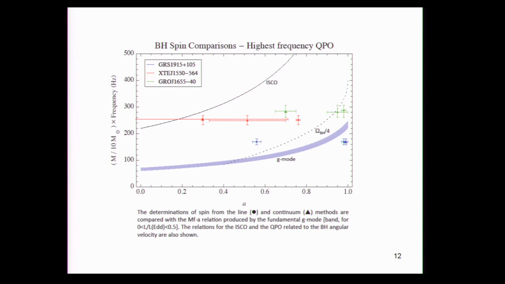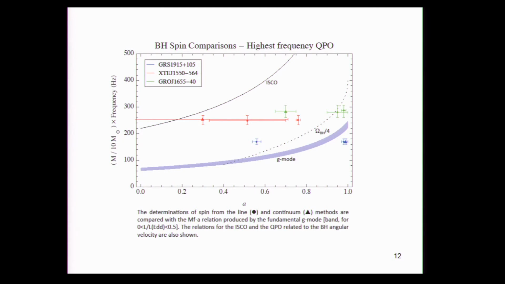I don't know if you can see the difference between the symbols, but I'll go through this briefly. 1915, we have concordance between these two, line and continuum, but this one is off, but it's an older one. Here we have 2 lines and 1 continuum measurement, and again 2 lines and 1 continuum measurement for 1615. This is the highest frequency QPO.